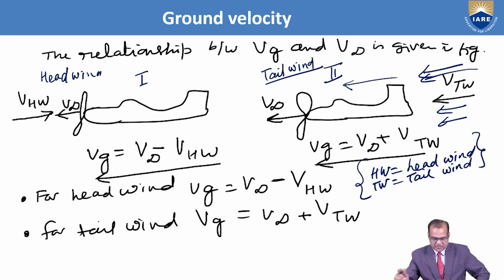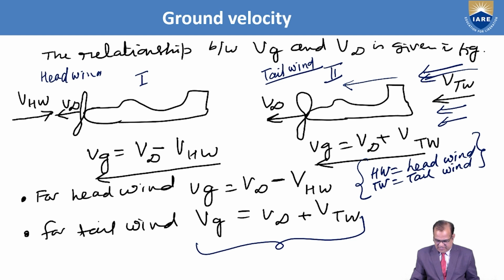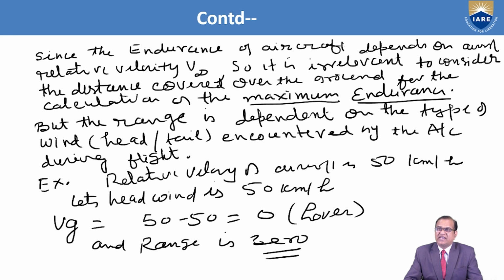Okay, so now Vg is equal to V infinity minus VHW, and Vg is equal to V infinity plus VTW. So this is the equation for the ground velocity for headwind and the tailwind. Since the endurance of the aircraft depends on the aircraft relative velocity V infinity, endurance is dependent upon this V infinity. So it is irrelevant to consider the distance covered over the ground for calculating the maximum endurance. But the range depends on the types of wind.